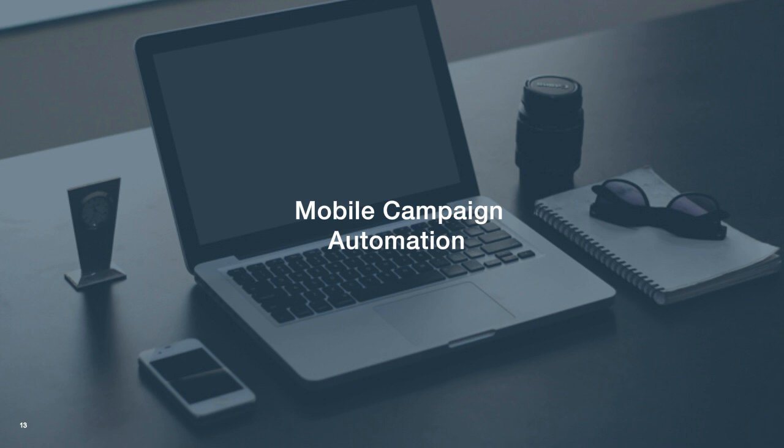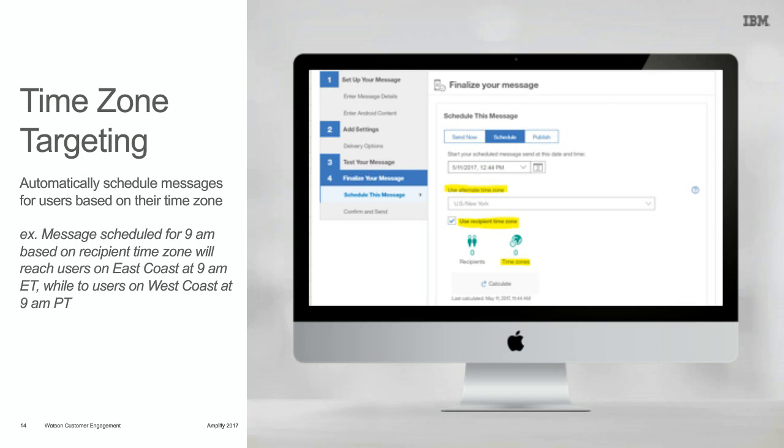Let's start with the first one, which is essentially time zone-based targeting. This is a very often asked question from our clients, that they want to make sure that their messages are reaching the customers at the right time, depending on their time zone. So if they want to send a message at 9 a.m., for example, it means 9 a.m. Eastern for somebody like Michael, who is on the East Coast, and 9 a.m. Pacific for somebody like me and Erin, who are on the West Coast.